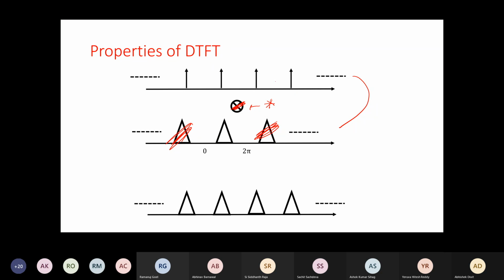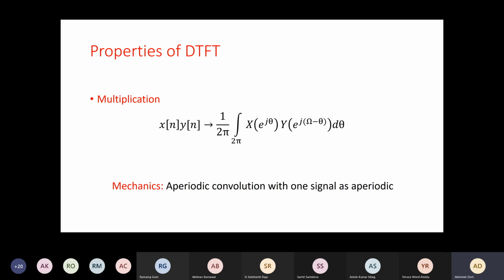Okay, good. So this is what I am saying. I'm not able to hear you. I hear a feeble sound, but I'm not able to hear who is speaking. Okay. So the mechanics to do a periodic convolution is to make one signal aperiodic and do aperiodic convolution. That's good.